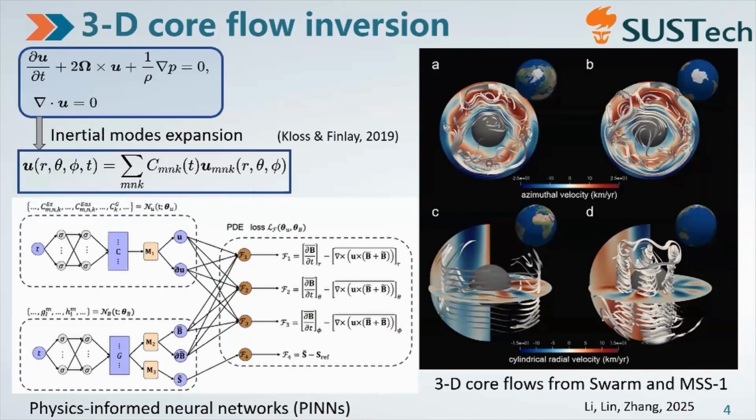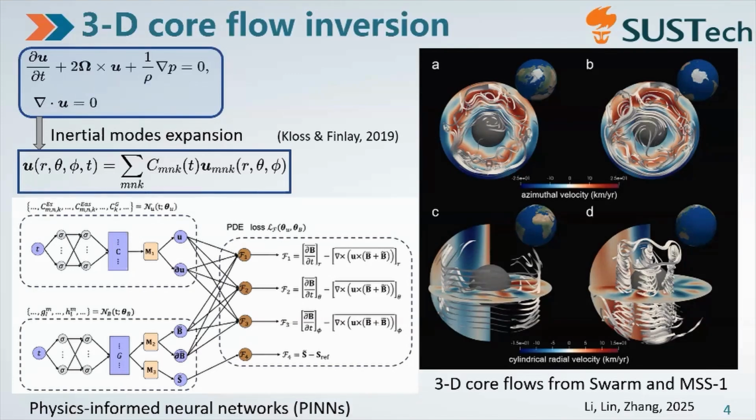Also, as Hongbo just introduced, if we consider the rotationally dominated dynamics in the Earth's core, we may use inertial modes as simplified dynamics for the Earth's outer core. We do the inertial mode expansion because inertial modes themselves are 3-dimensional. So the inverse problem becomes getting the coefficients of the inertial modes using the secular variation of the magnetic field. And of course, this was realized using PINNs again. That's the 3-dimensional flow structure we obtained using the Swarm and MSS-1 data.